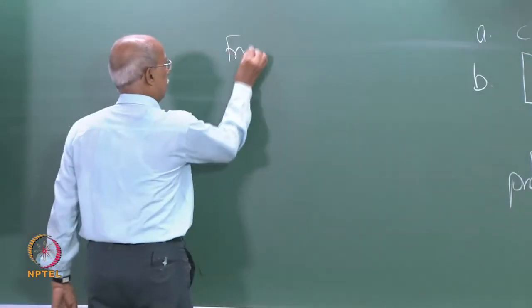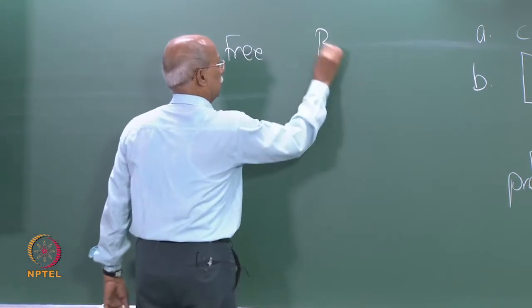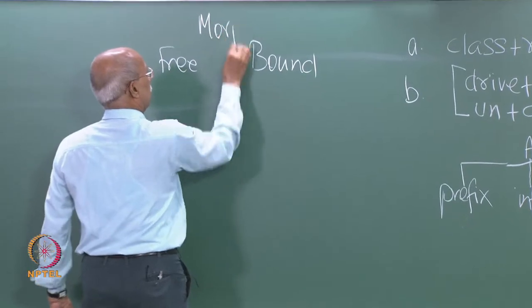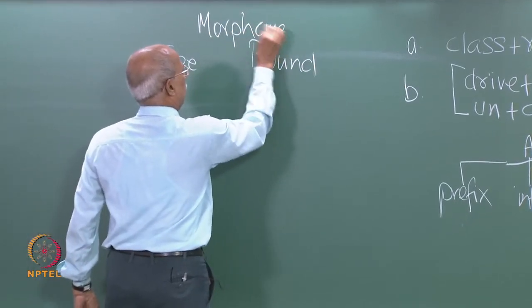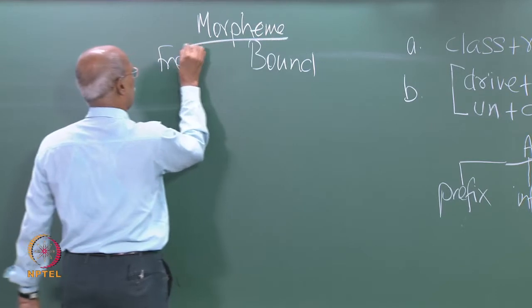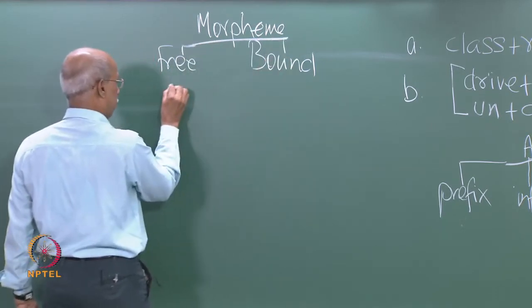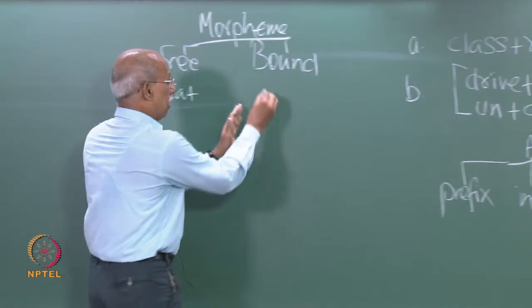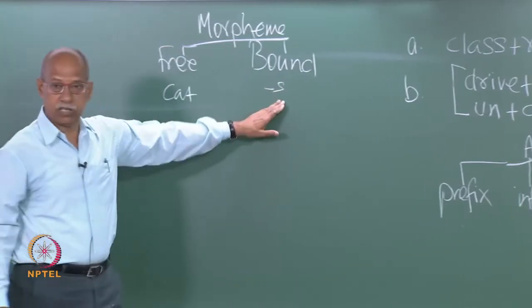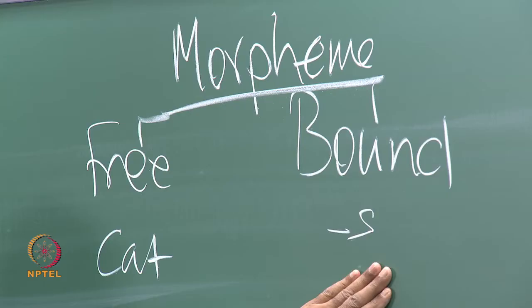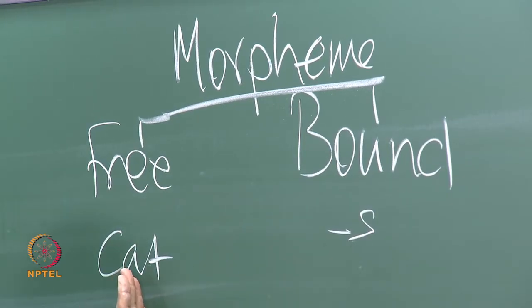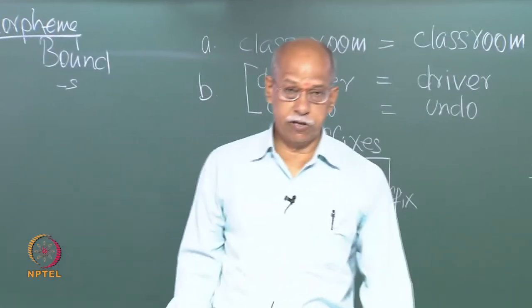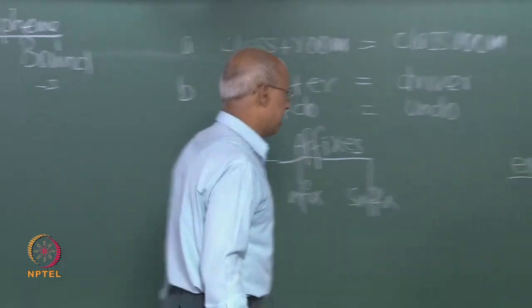You can have free morphemes and bound morphemes. Say for example, this is free, it can occur without anything, but this cannot occur without anything. This plural indicator in English requires something else. So we have different kinds of morphemes: free morpheme, bound morpheme. We have inflectional and derivational.